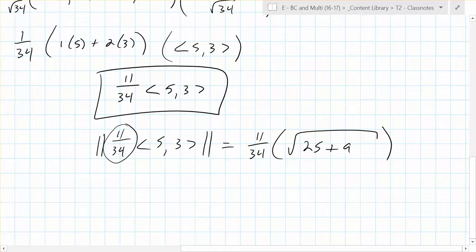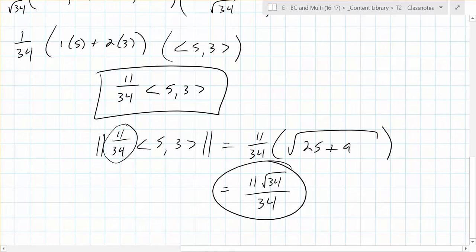Right? Is that correct? Agreed? So what is it? So it's 11 root 34 over what? 34. There it is. That's it.